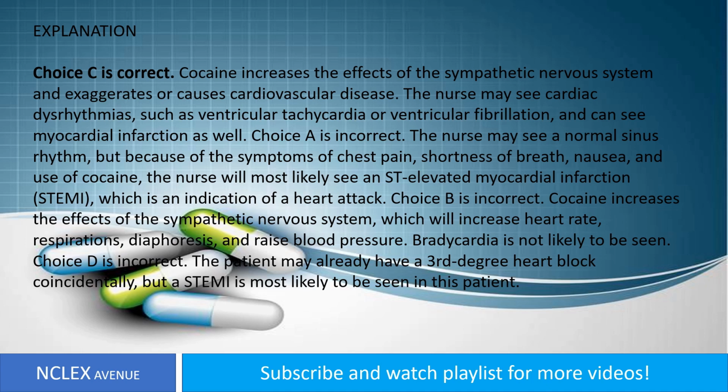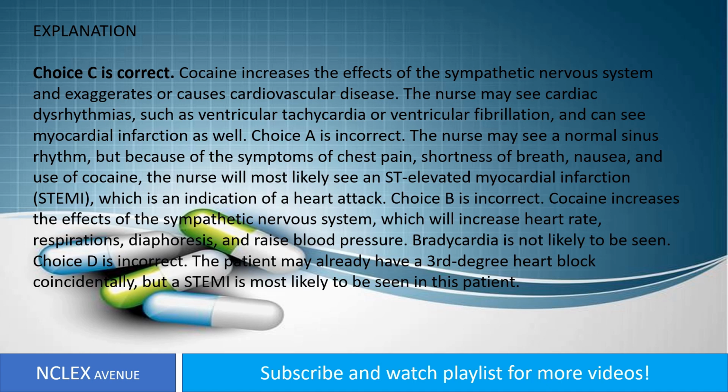Cocaine increases the effects of the sympathetic nervous system and exaggerates or causes cardiovascular disease. The nurse may see cardiac dysrhythmias, such as ventricular tachycardia or ventricular fibrillation, and can see myocardial infarction as well.